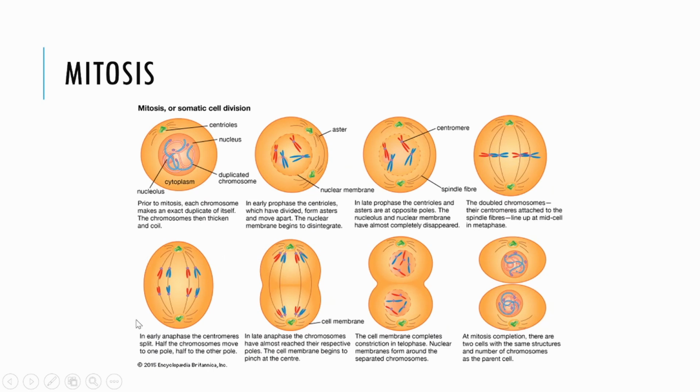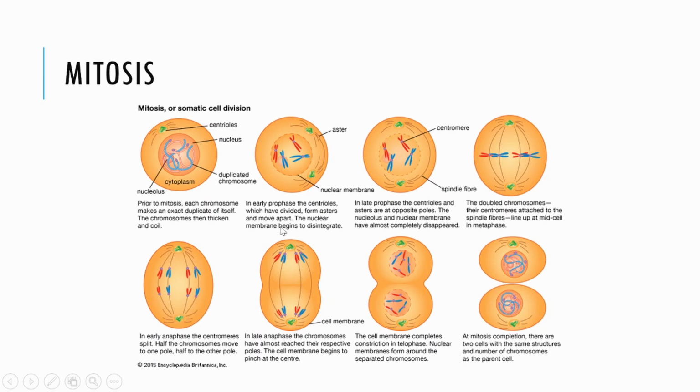We then move to anaphase, and we see these two images here for anaphase. In anaphase, we are separating the duplicated chromosomes, the sister chromatids. We're separating them away from each other so that one sister chromatid will go one way and the other sister chromatid goes the other way.